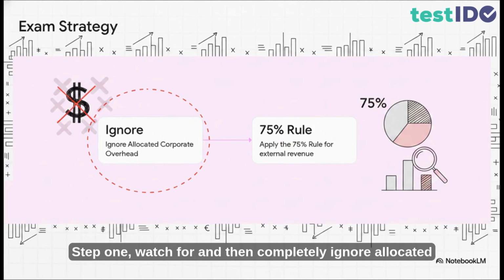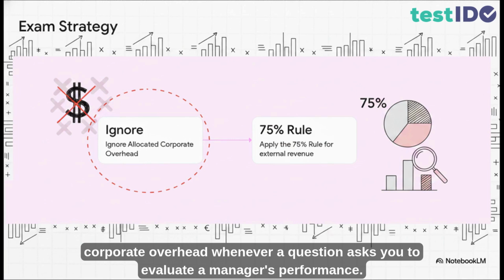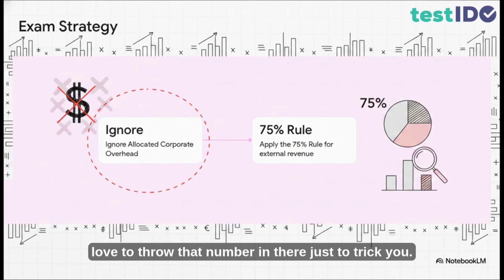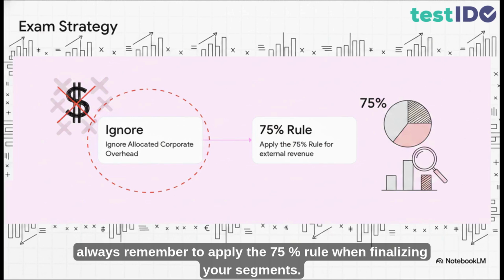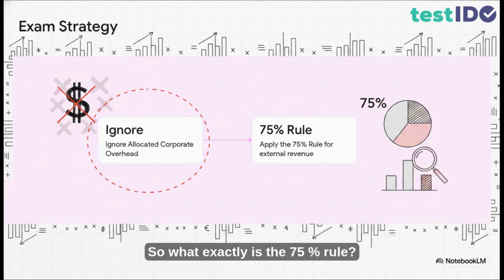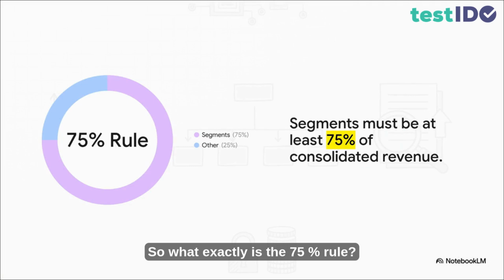All right, here is your final battle plan for this explainer, straight from my own exam strategy playbook. Step 1. Watch for and then completely ignore allocated corporate overhead whenever a question asks you to evaluate a manager's performance. The examiners love to throw that number in there just to trick you. Just ignore it. Step 2. Always remember to apply the 75% rule when finalizing your segments. So what exactly is the 75% rule?